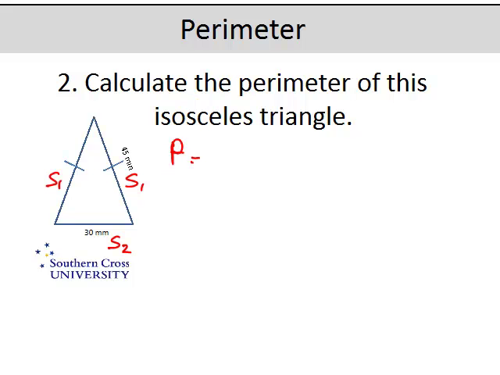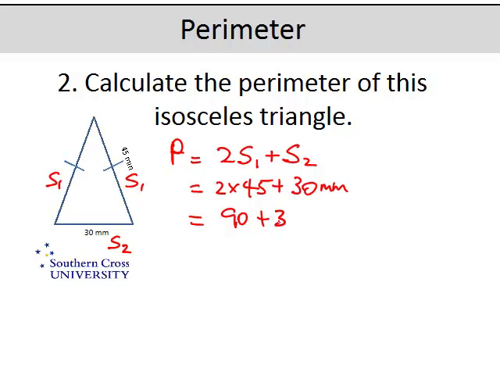The perimeter is equal to 2 lots of side 1 plus side 2, which is 2 times 45 plus 30, and that's millimetres, which is 90 plus 30 millimetres, which is 120 millimetres, or using that conversion of 10 millimetres equals 1 centimetre, we would have 12 centimetres.